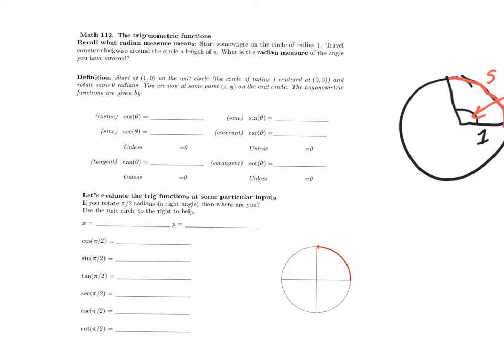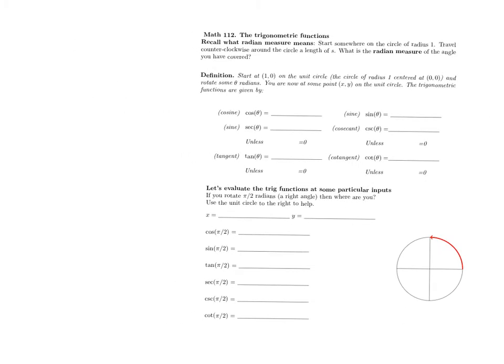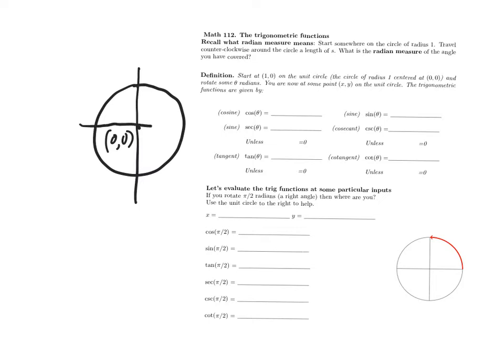So here are now the descriptions of some functions. Start at the point (1, 0) on the unit circle. That is the circle of radius 1 centered at the origin. So let's see if I can actually draw that. There's a circle centered at the origin. Maybe I'll even put in my coordinate axes. There's the y-axis, there's the x-axis. Start at the point (1, 0). There it is.